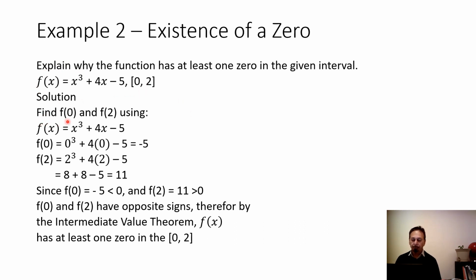Now let's find f of 0 and f of 2 using this function f of x equal to x cubed plus 4x minus 5. f of 0 equals 0 cubed plus 4 times 0 minus 5, which simplifies to negative 5. Now find f of 2: 2 cubed plus 4 times 2 minus 5, 8 plus 8 minus 5, 11. Now f of 0 is negative 5, less than 0, and f of 2 is 11, greater than 0. You can see f of 0 and f of 2 have opposite signs. Therefore, by the intermediate value theorem, f of x has at least one zero in the interval 0 to 2.